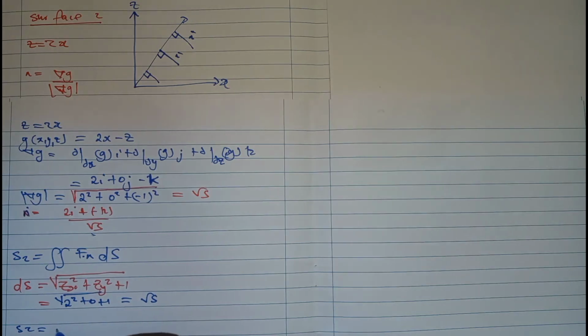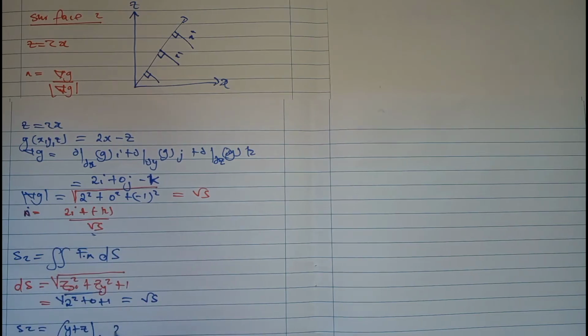So our vector field is y plus z, and we're going to have y squared here, and we have 2z here. Okay, times, and I'm going to write my gradient. It's going to be 2i minus k divided by root 5 times ds. So for ds is going to be root 5.